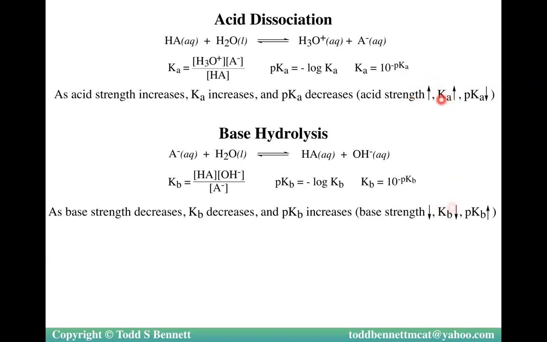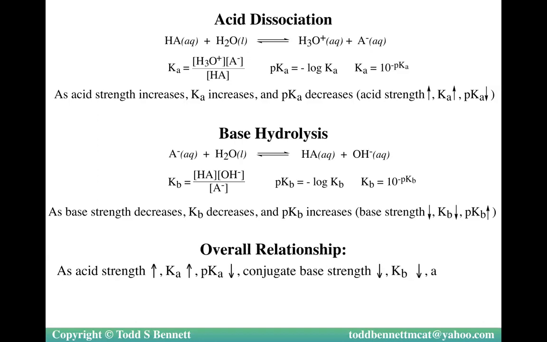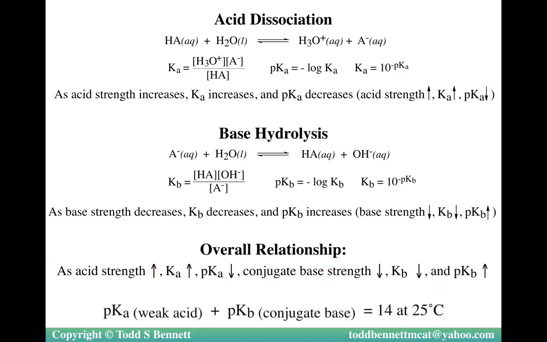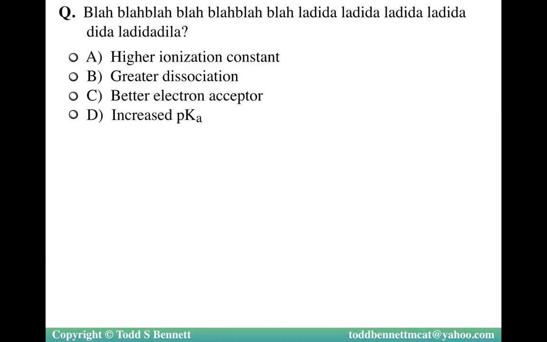So Ka times Kb equals 10 to the minus 14. And then if pKa goes down, stronger acid, pKb must go up by the same amount. pKa plus pKb add to 14. So overall, this is our relationship. Acid strength goes up, conjugate base goes down. Ka is higher, Kb is lower, pKa goes down, pKb goes up. If I know any one of these 6, I know the other 5. And then pKa plus pKb for the conjugate base, not the same compound, but the conjugate, equals 14 at 25 degrees. Okay, if this is going really fast, go back and take notes.